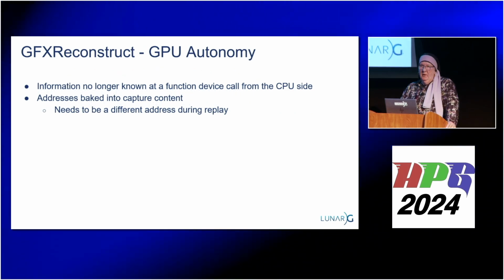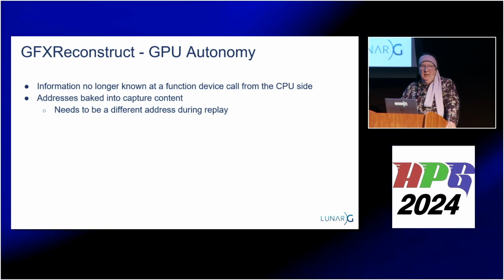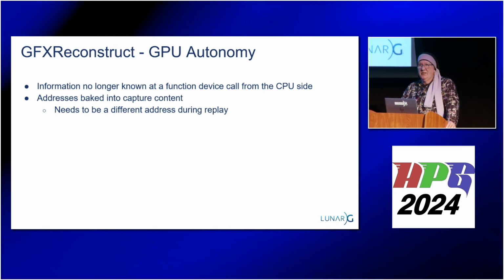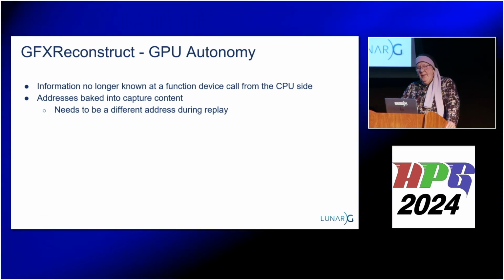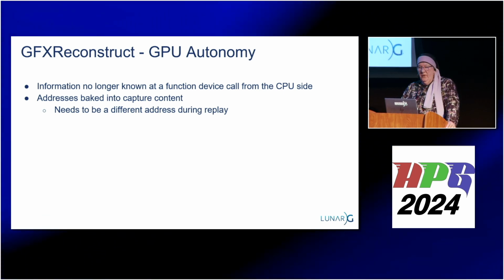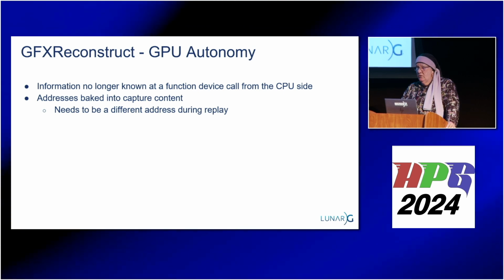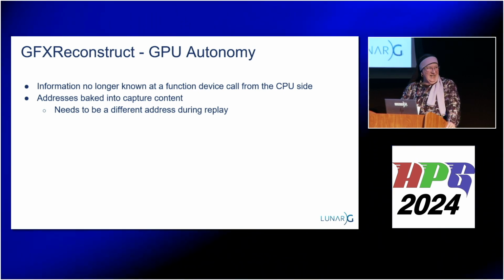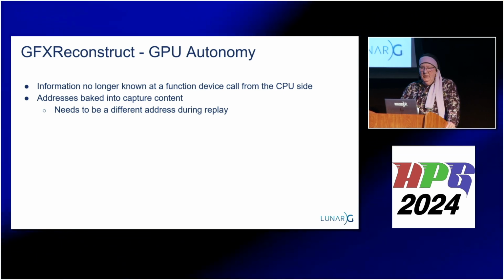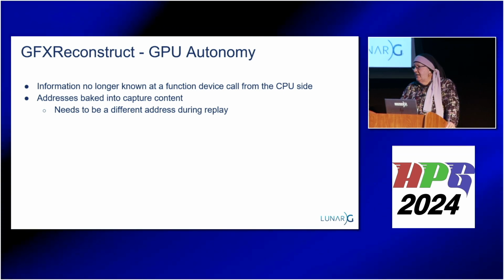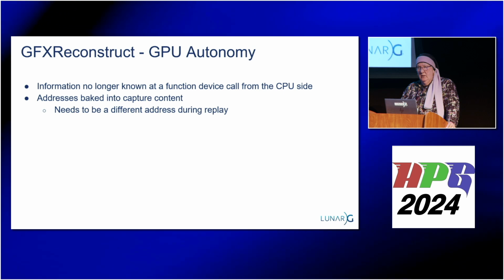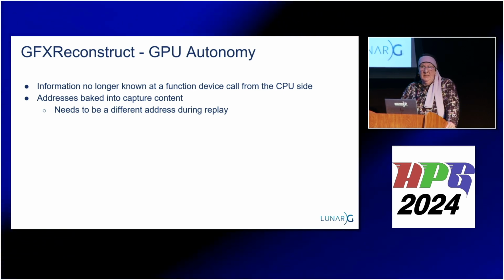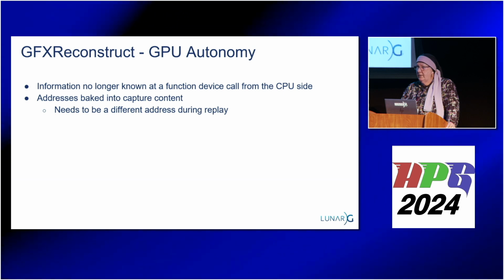So I can imagine what it will be like for GraphicsReconstruct with things like work graphs, and we're having some situations like this today. Information that used to be known at a function device call from the CPU doesn't occur anymore because it's happening dynamically on the GPU. So addresses, for example, get baked into capture content. We need to have those addresses changed or translated at replay time. How do we do that?